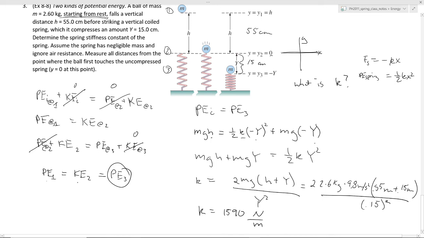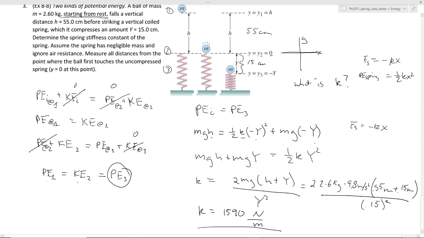And the units, remember the units for this are newtons per meter. And you can remember that by noting that the spring force has to equal negative kx. So in other words, if you multiply k by a distance, you need to get a force. So newtons per meter times meters will give you a force. So we found k.